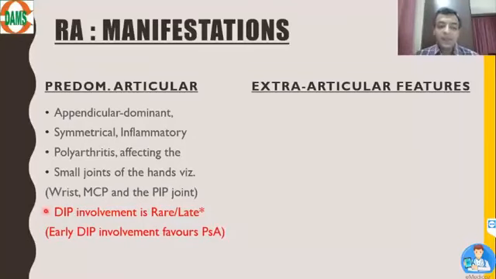So early DIP involvement favors the diagnosis of psoriatic arthropathy. So I am making you write down the differences. We have written down the most common pattern of involvement in RA. But if a patient with arthritis comes with distal interphalangeal joint involvement early in the disease, you must suspect that the patient might be suffering from psoriatic arthropathy rather than RA. Okay, that's what we want to know.